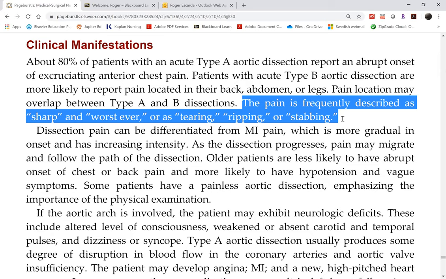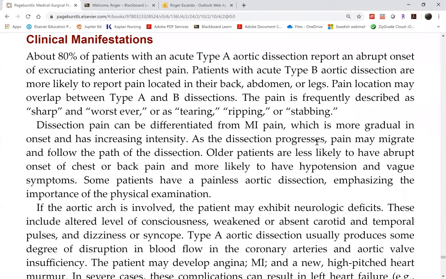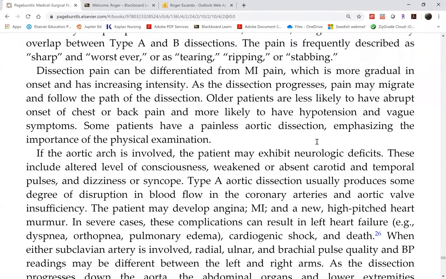Okay, so he shared with me his experience, because he's had both. He had a heart attack and he had an aortic dissection. He says it was the worst pain ever, which is consistent with what the textbook says. So it's the sharp, worst ever pain, tearing, ripping, stabbing. That's the description of the pain.